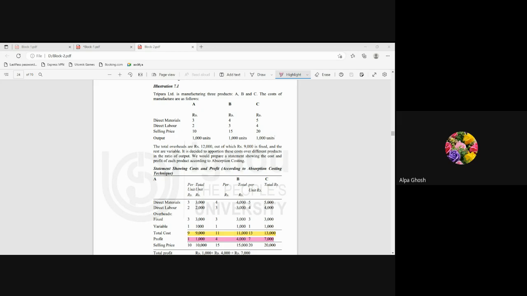There are 3 products, A, B, and C. So for each product, the fixed cost total 9,000 is distributed amongst 3 products. So each product's fixed expenditure is 3,000. Am I clear, Chipulu Mutso? Yes, at this point you're clear. Okay.